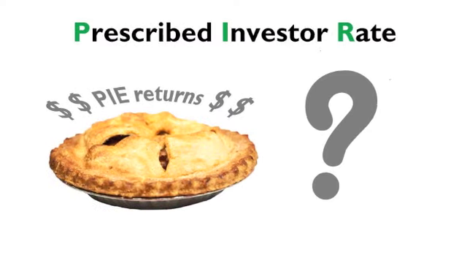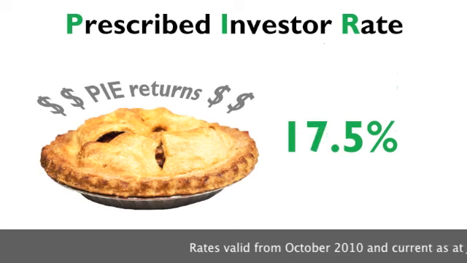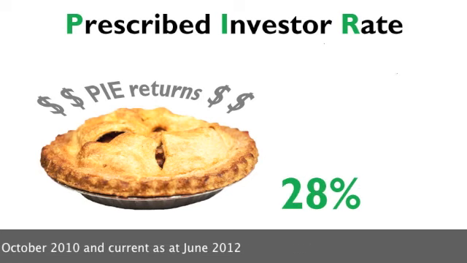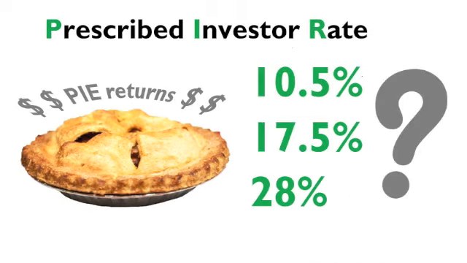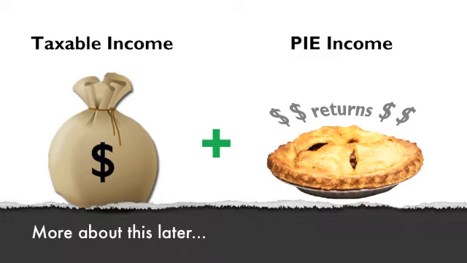Currently, there are 3 rates that apply to KiwiSaver members: 10.5%, 17.5% and 28%. The rate that applies to you will depend on your taxable income plus the income or loss from PIEs in each of the previous 2 income years.